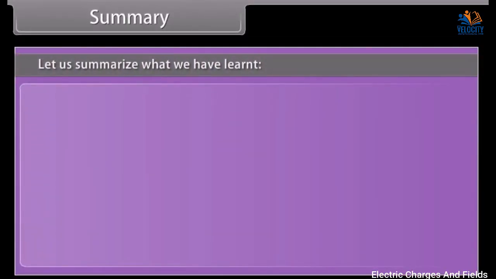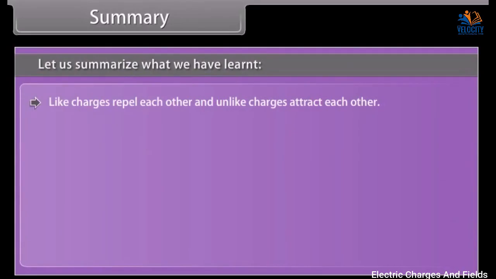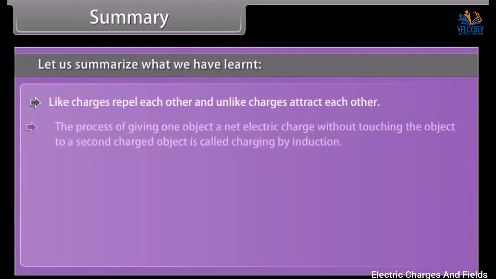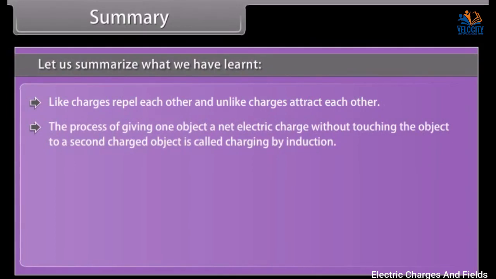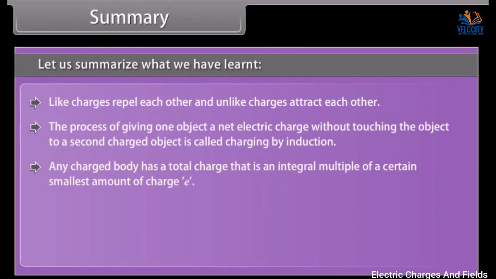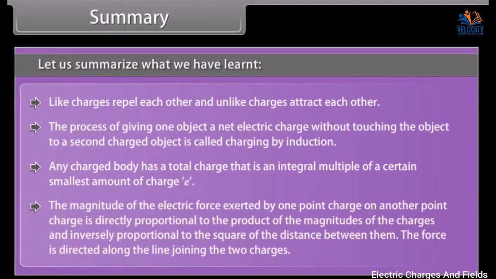Summary. Let us summarize what we have learned. Like charges repel each other and unlike charges attract each other. The process of giving one object a net electric charge without touching the object to a second charged object is called charging by induction. Any charged body has a total charge that is an integral multiple of a certain smallest amount of charge e. The magnitude of the electric force exerted by one point charge on another point charge is directly proportional to the product of the magnitudes of the charges and inversely proportional to the square of the distance between them. The force is directed along the line joining the two charges.